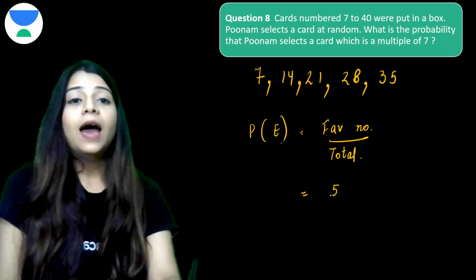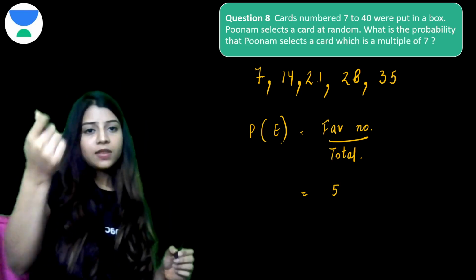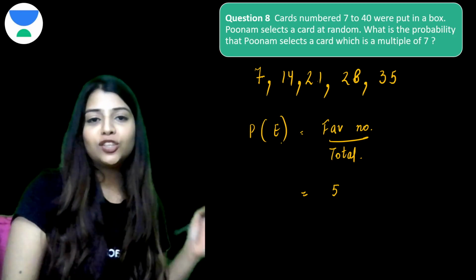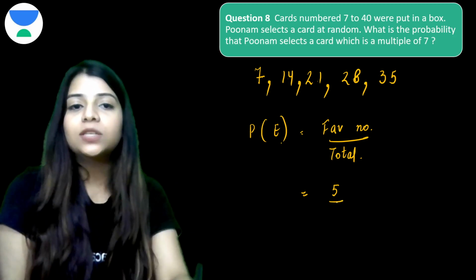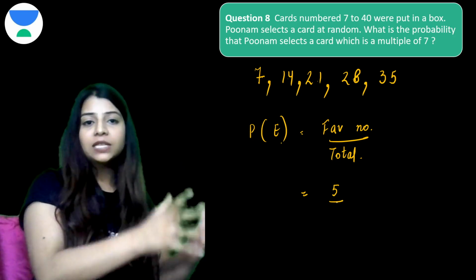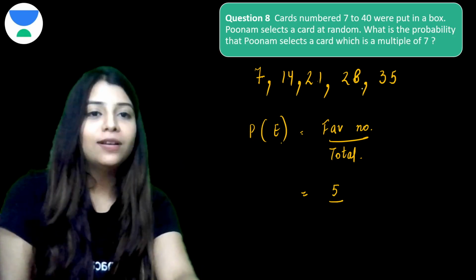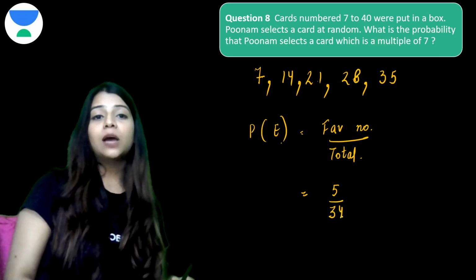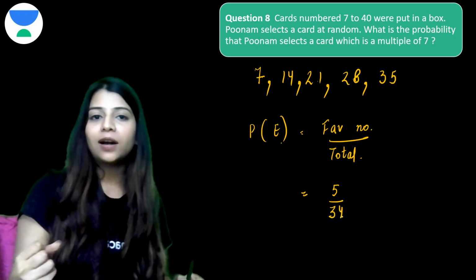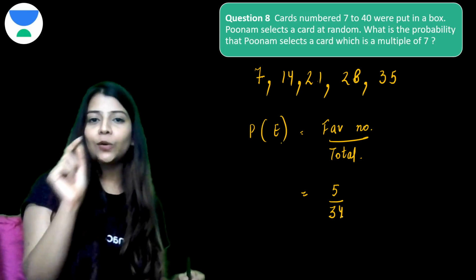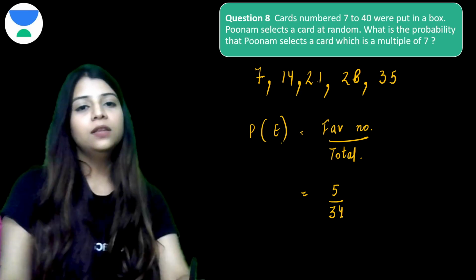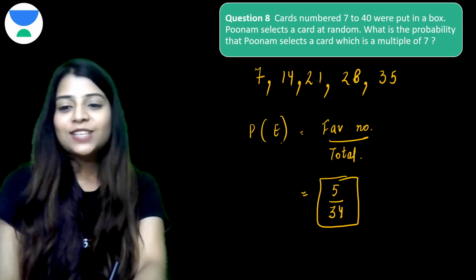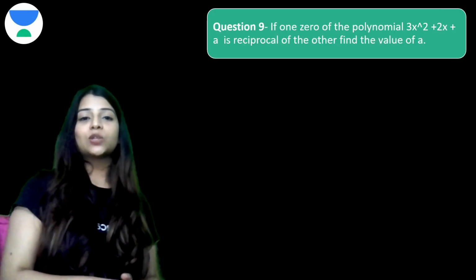All right, 5, and the total is 40 minus 7. But we have to include this number too. So the total number of cards which we have over here is not 33. Please just mind it, it's 34. Because if we count numbers from 7 to 40 and subtract, it's 33, but we have to include the number 40 as well. So the probability becomes 5 by 34, and this is your final answer. So moving forward quickly to the next question.